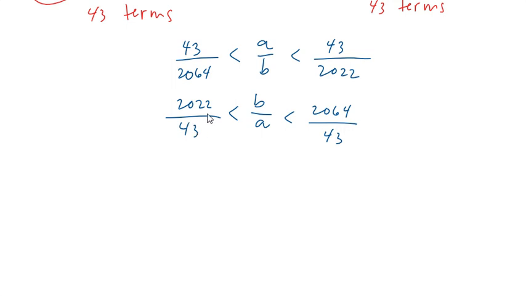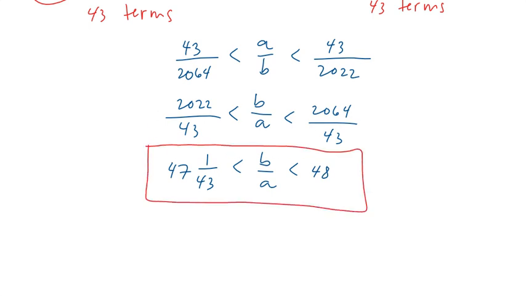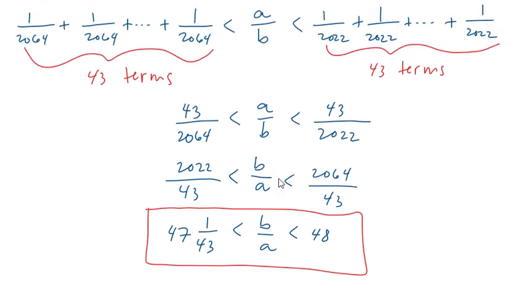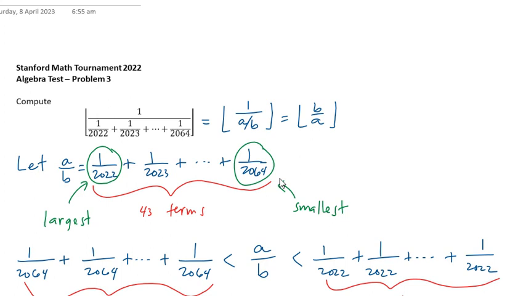2022 over 43 is the same as 47 and 1 over 43. Now this fraction is less than b over a. On the other hand, 2064 divided by 43 is just equal to 48. So, this last inequality clearly shows us that b over a is between the integers 47 and 48. So, the greatest integer less than or equal to b over a is just 47. So the value of this expression is 47.